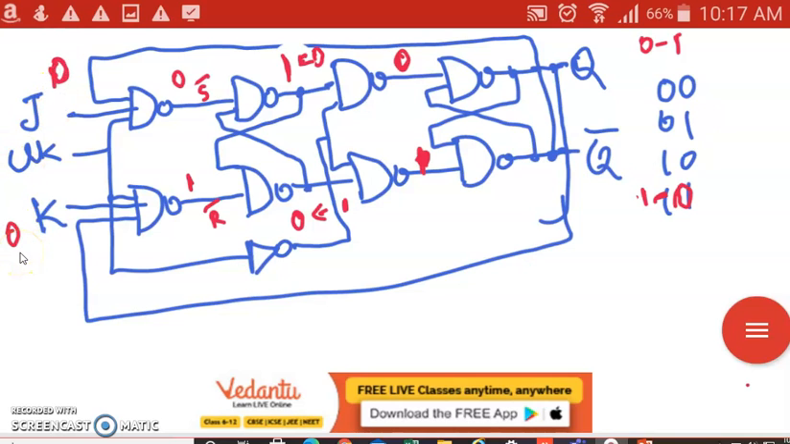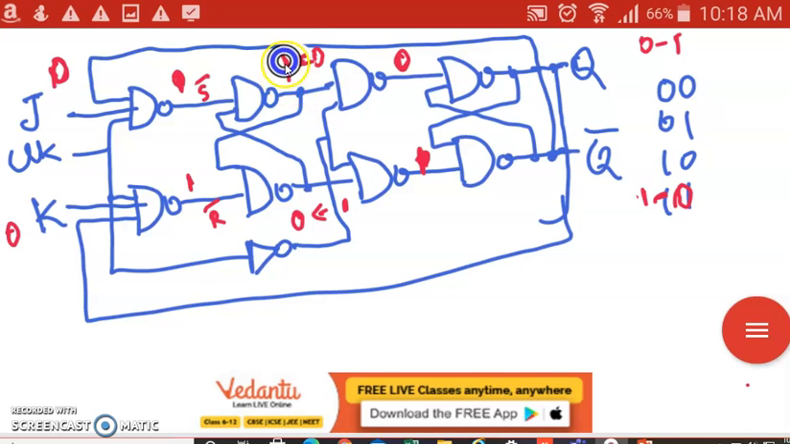So let us take J and K as 0, 0. Then we'll look into this. So what will be the input across this, okay? J is 0, K is 0. What is the output across this NAND gate? If one of the inputs is 0, we know it is 1, 1, correct? Yes. 1, 1 across this. S bar and R bar is 1, 1. What is the output? Previous state, right? Because it is S and R is 0, 0. So 1, 1, the previous state.